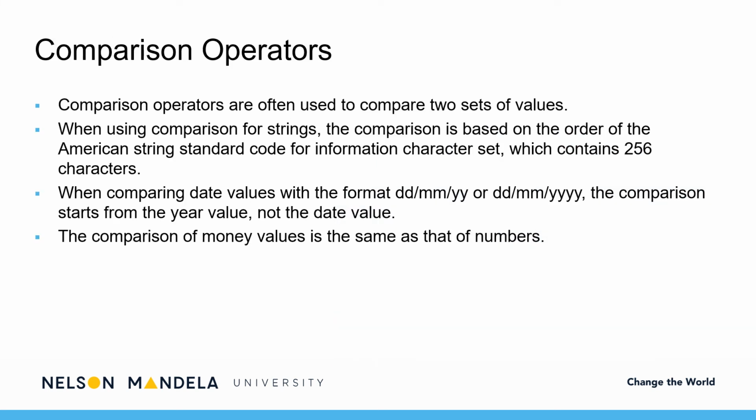You can also have comparison operators, which compare different values or value sets from a database table. If you're comparing numbers, then both numbers should be equal. If you're comparing date values with this specific format, then the comparison starts from the year and not the date value. And if you're comparing money, then the value is viewed the same way as you view a number.